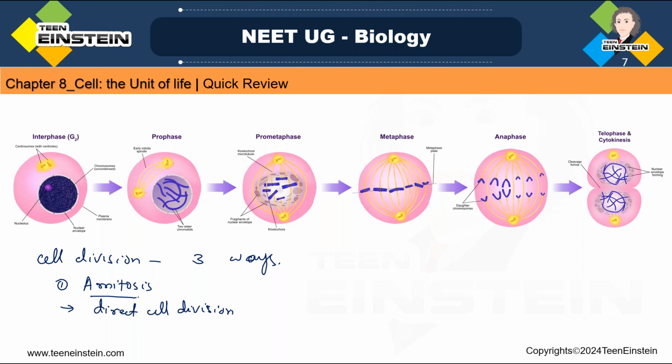So here it does not divide the nuclear material equitably. We cannot say that the nuclear material is dividing in an equal way. And this is not happening with the help of spindle fibers. There is no formation of spindle fibers. So this type of cell division occurs in prokaryotes. In prokaryotes, you can see this amitosis.